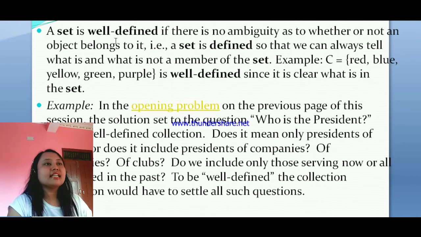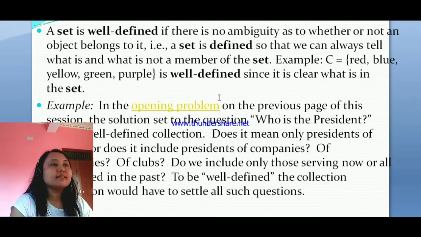So a set is well defined if there is no ambiguity as to whether or not an object belongs to it. That is, a set is defined so that we can always tell what is and what is not a member of the set. Let me take an example. Suppose red, blue, yellow, green, purple are the elements of set C. Then these are well defined. If I ask you, is green a member of set C? Then yes, you'll be able to answer it.